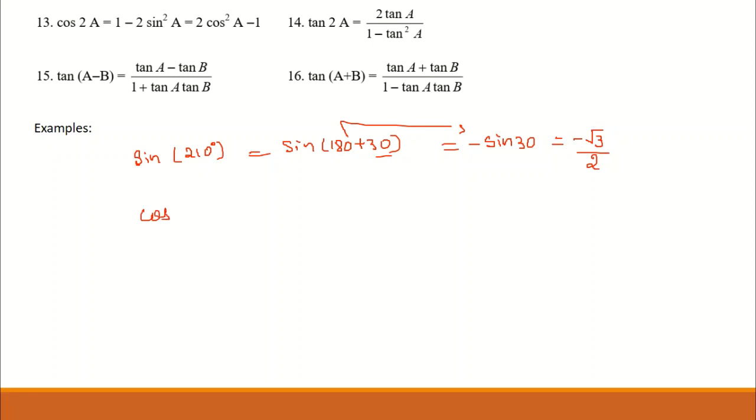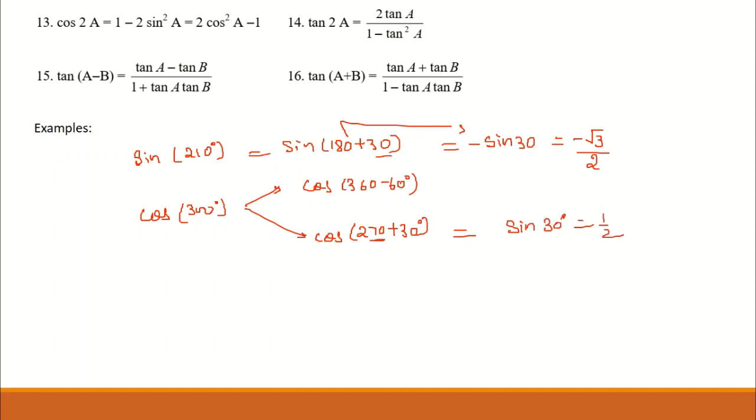Similarly, if I want to calculate cos 300 degree, I can calculate this in two ways, either cos 360 minus 60 degree or cos 270 plus 30 degree. If I follow 270, then it is a vertical line, the function will change, so it will become sine. It is the fourth quadrant, and in the fourth quadrant cos is positive, so sine 30 degree, that is equal to 1 by 2. But if I follow the previous one, cos 360 minus 60, then the function won't change as it is on the horizontal line.